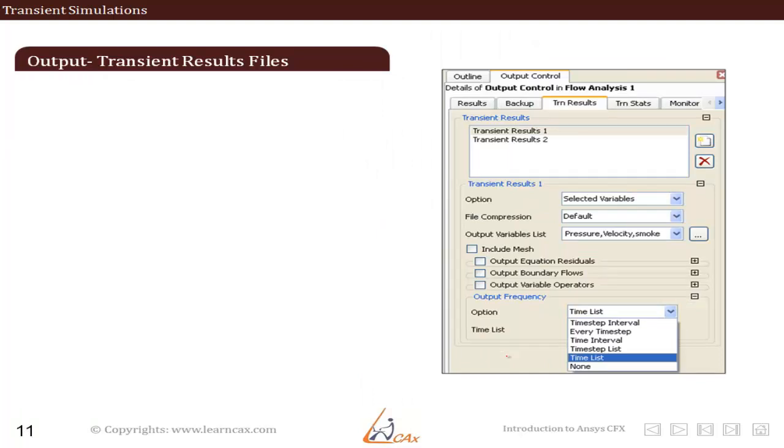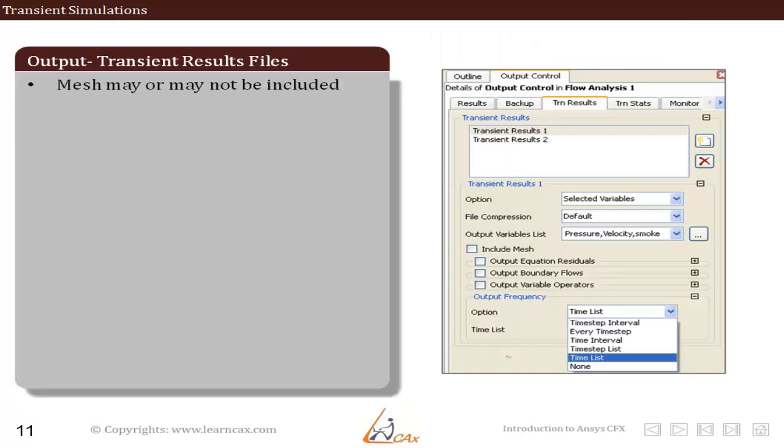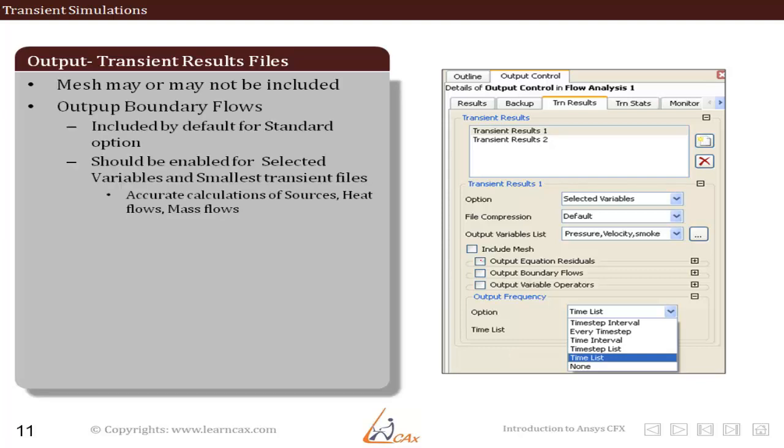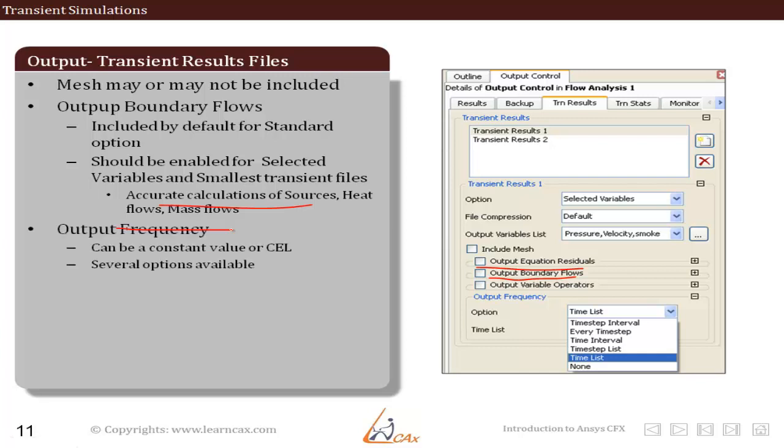Continuing our discussion on transient result files, mesh may or may not be included when we write the transient result files. There is another option, which is output equation residual and output boundary flows. Output boundary flows, if we click on that, it is included by default for the standard option. It should be enabled for selected variables and smallest transient files. Accurate calculation of source, heat flows, and mass flows will be done, and it writes this particular data in the transient result file. Output frequency can be a constant value or a CFX expression.